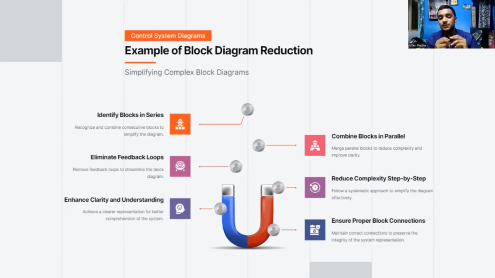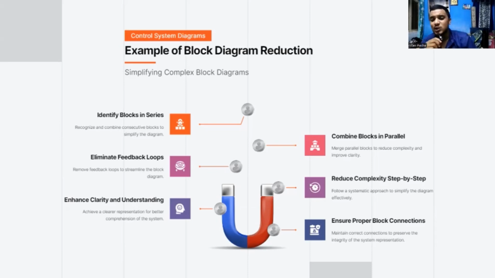Then combine the blocks in parallel. Blocks can be either in series or in parallel. If the blocks are in series, just multiply. If G1 and G2 are two blocks in series, you take G1 into G2. But if the blocks are in parallel, then they end up as the sum, G1 plus G2. I will be explaining all this again when I solve a question, so kindly be patient and watch the video till the last.